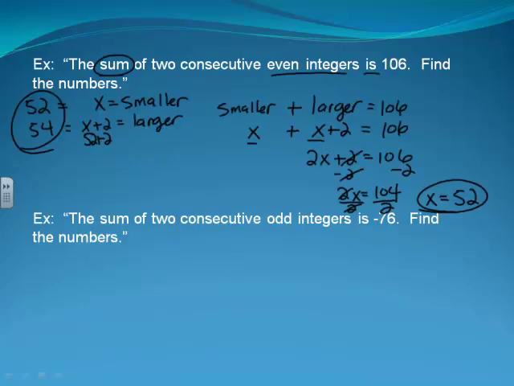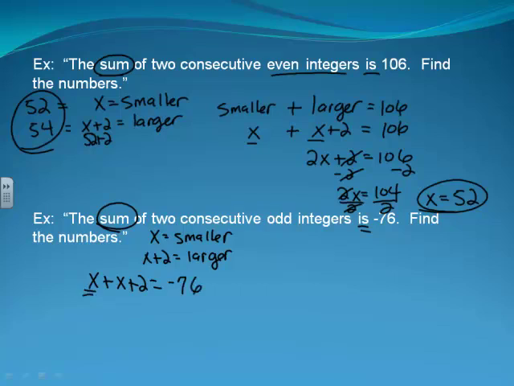Okay, another example. The sum of two consecutive odd integers is 76. Find the numbers. The setup is exactly the same. If you let x be the smaller odd integer, then x plus 2 is the larger odd integer. We're adding them together. It says the sum of those integers. So x plus x plus 2 is 76.